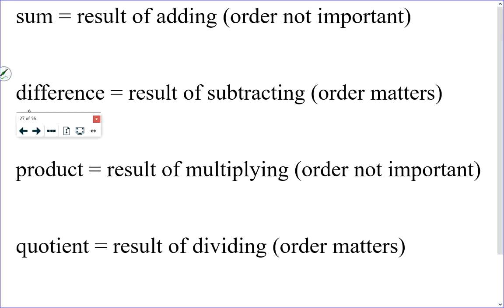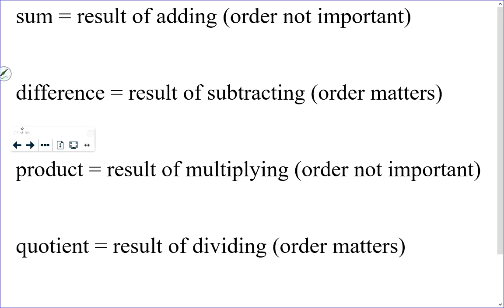I want to review something with you though, and these 4 words in math are very important. These are your 4 basic mathematical operations. So what does the word sum mean? I think you know this. You don't need a review of it, but I'm going to do it anyway. It's the result that you get when you add things together. And the order when you add things together is unimportant. It makes no difference in the answer.